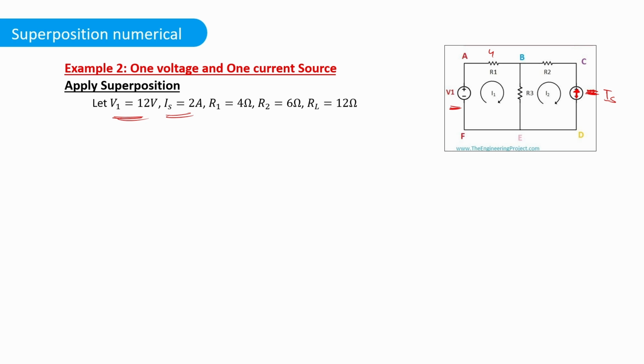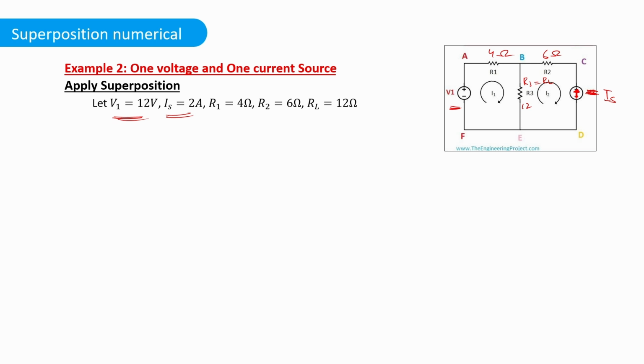This is 4 ohm, this is 6 ohm, and this is 12 ohm, right? R3 is actually the load resistance. So we will follow the same concepts which we studied in the previous example, but the only thing that will change now is that when we consider the first source, which is voltage, then for the second source, which is current source, this will become open circuit. So let me redraw it over here.